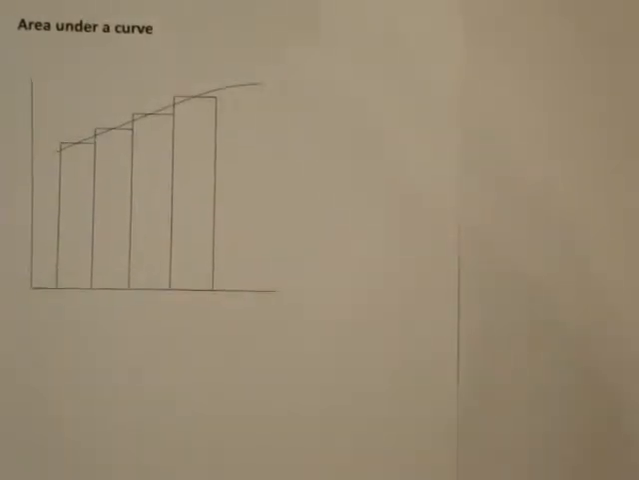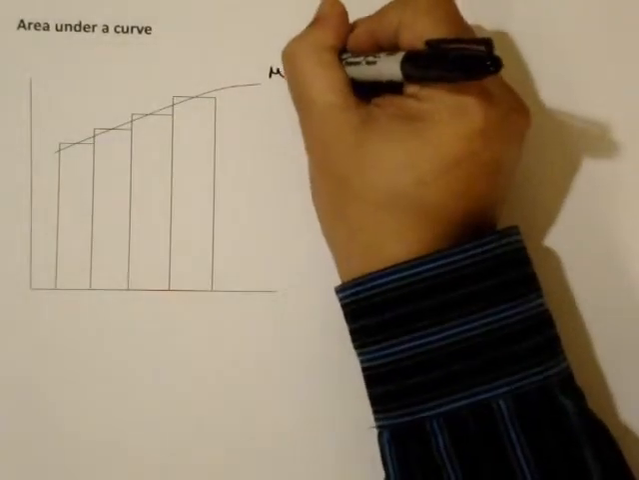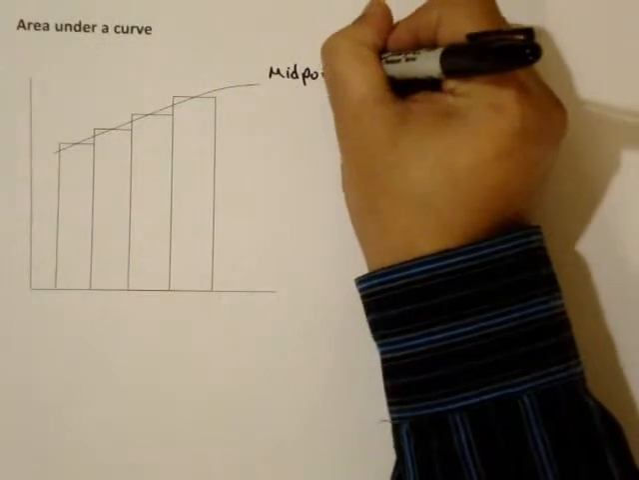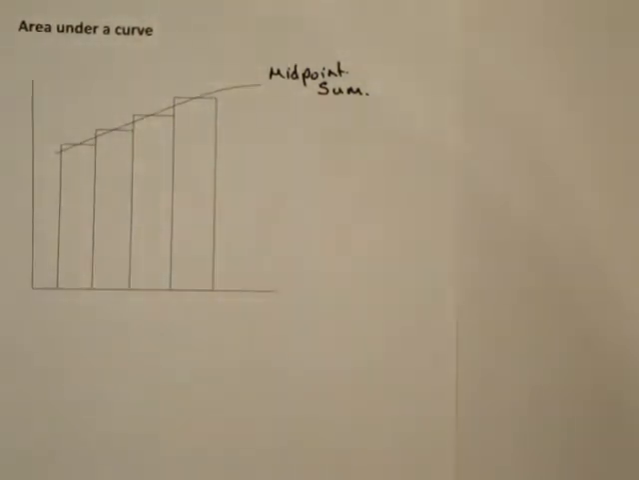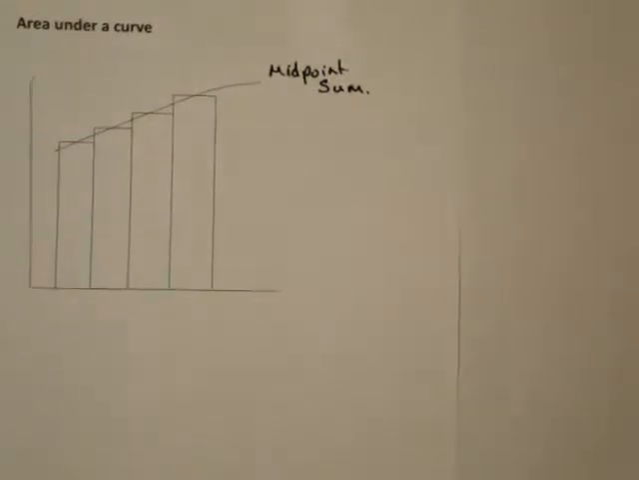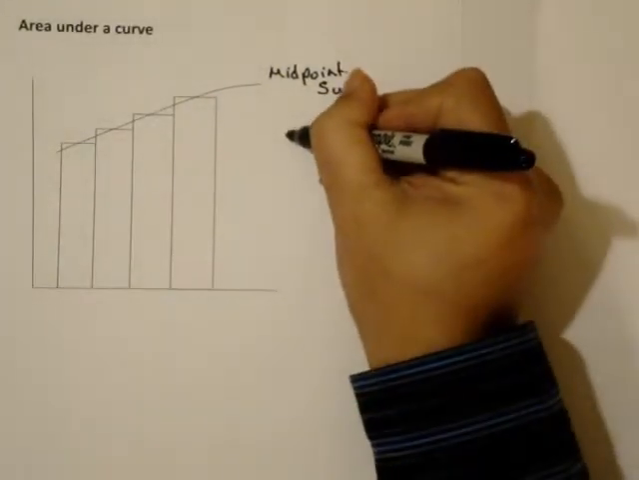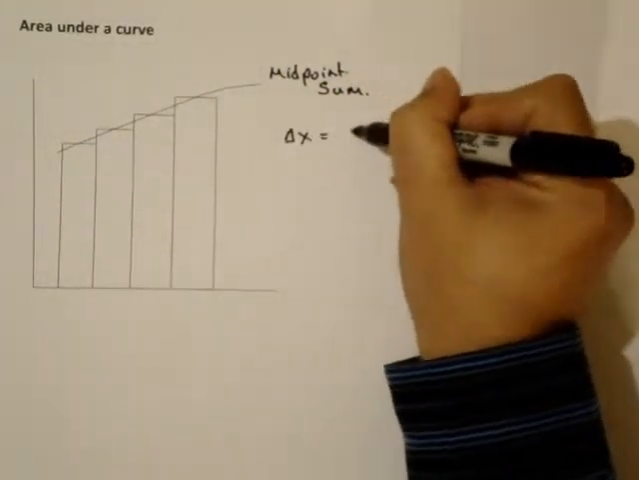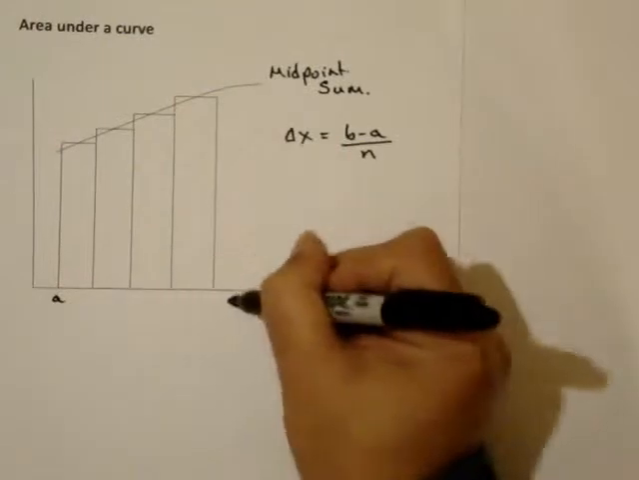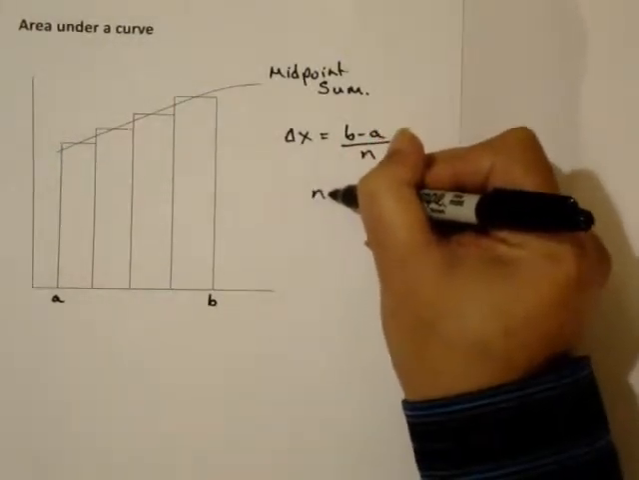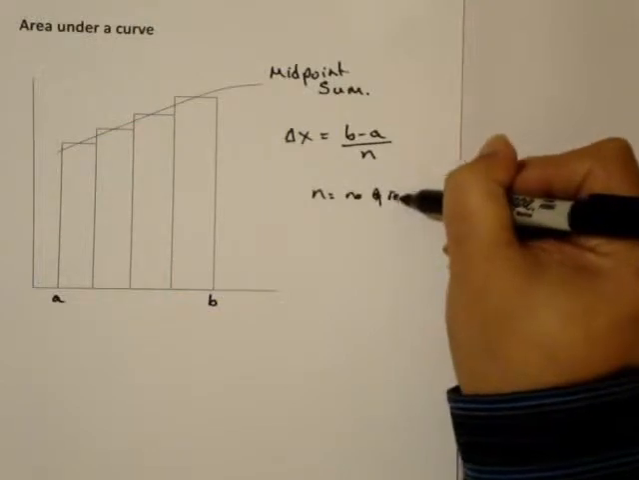Another way of estimating the area under a curve is to use the midpoint sum, and this essentially is the same except we use the midpoints of x1 and x0, etc. So again, delta x equals b minus a over n. So this is a, this is b, and n equals the number of rectangles.